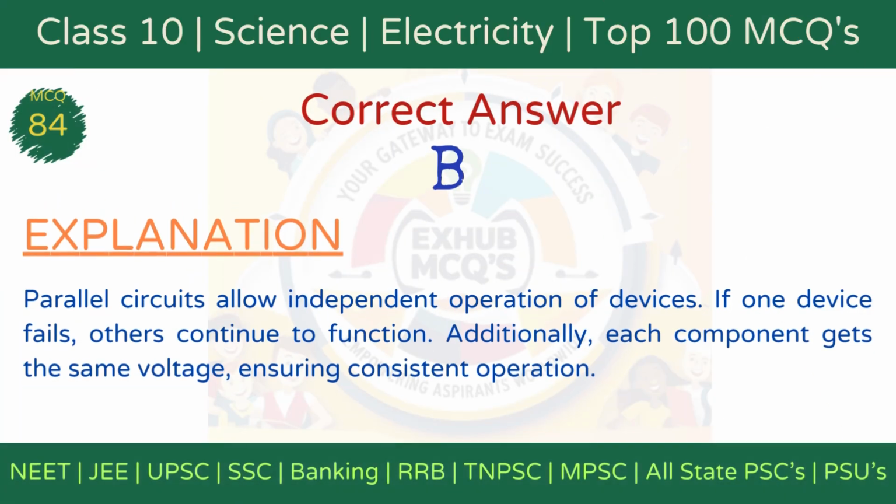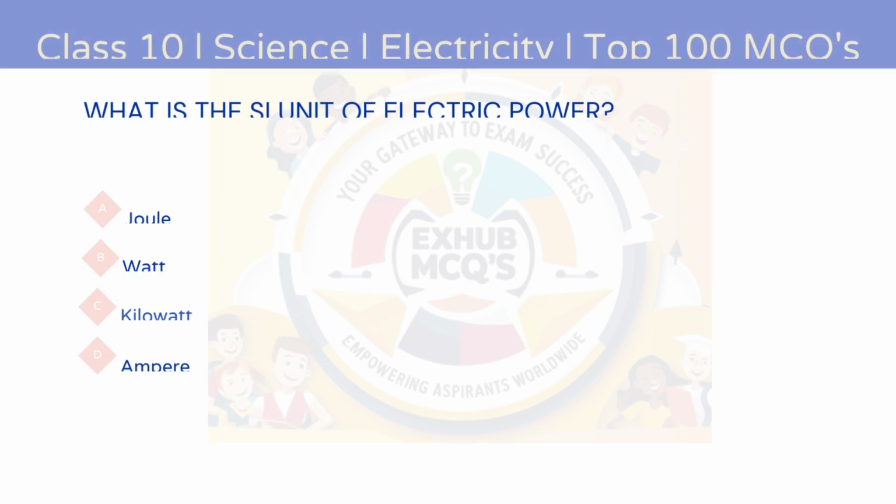The correct answer is option B, independent operation of devices. Explanation. In parallel circuits, each device operates independently. If one device fails, others continue to function. Also, all components receive the same voltage, ensuring proper performance.